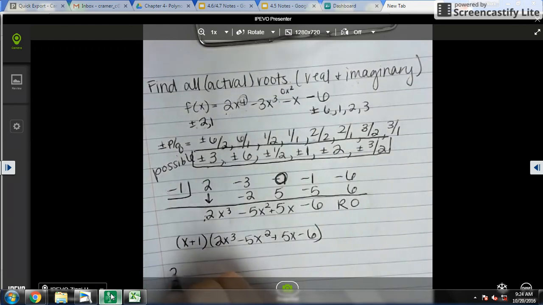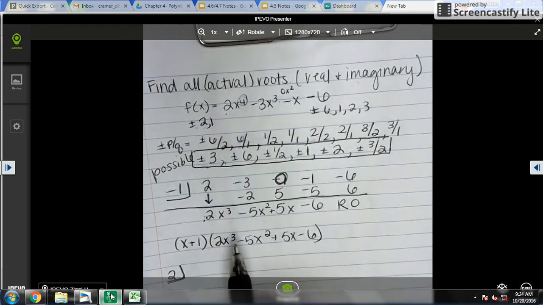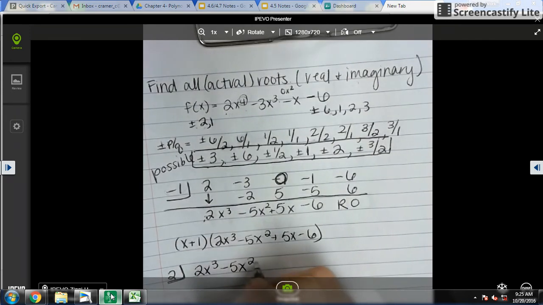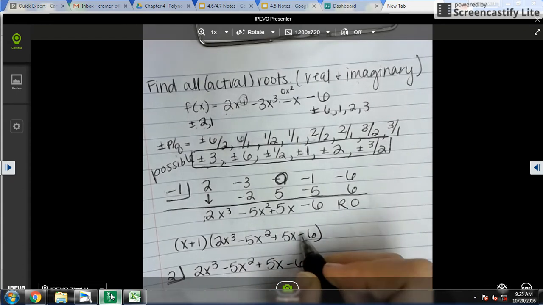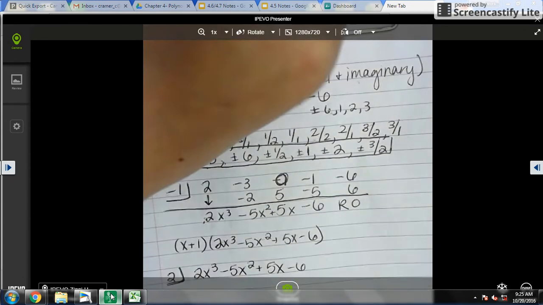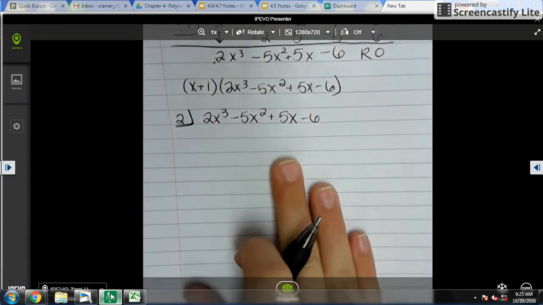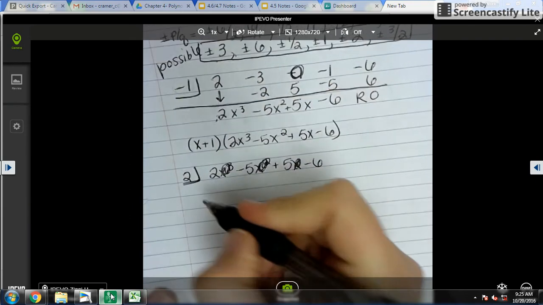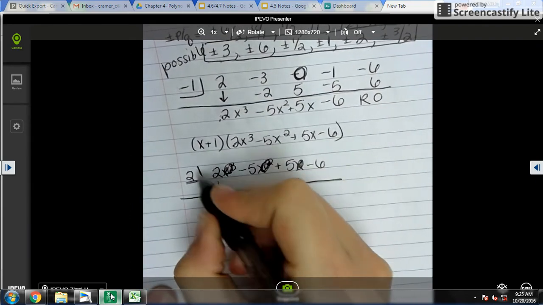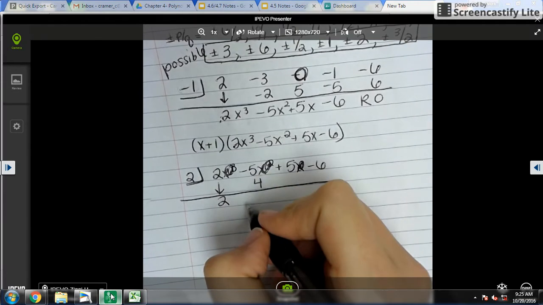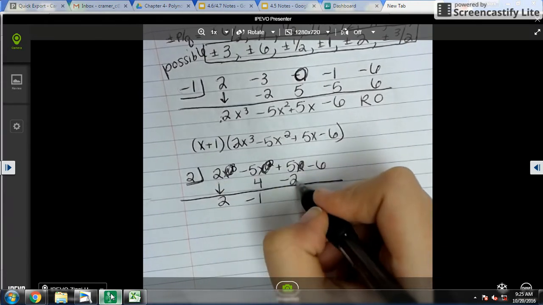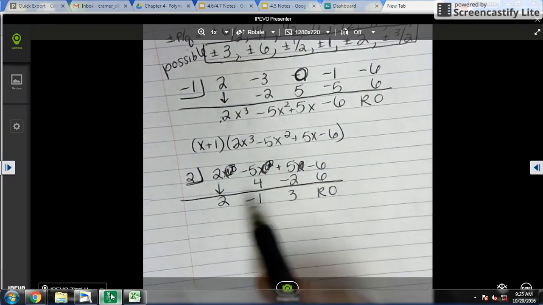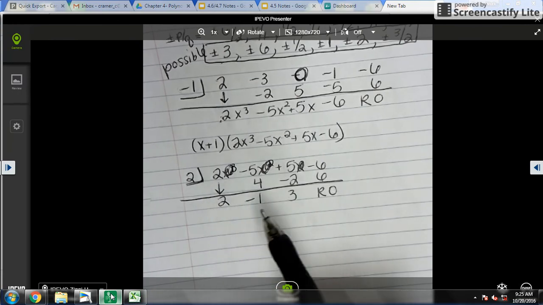Again, I'm going to pick one that I know works, which would be positive 2. I'm going to use this as my new polynomial. The reason we're going to use this instead of the original one is because this is a cubic, and we can now knock it down to a quadratic. So, synthetic division. Oops, I shouldn't have written my terms. It'll still work. Bring down the 2, 4, add down, -2, add down, 6, add down, and again we get a remainder of 0. So that is also a root.